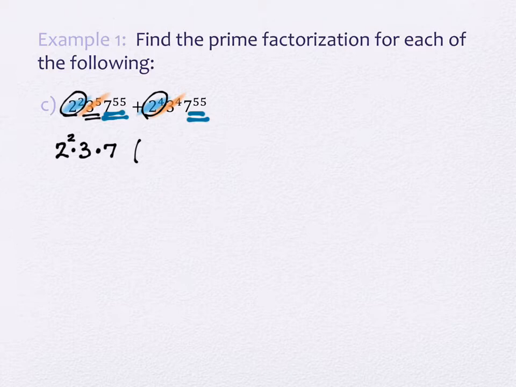The next piece, 3 to the 5th and 3 to the 4th. What's the most number of 3's they have in common? 4 of them, so I'm going to put 3 to the 4th. And then the last piece is 7 to the 55. On both of them are the same, right? So I'm going to put 7 to 55. Ariel?